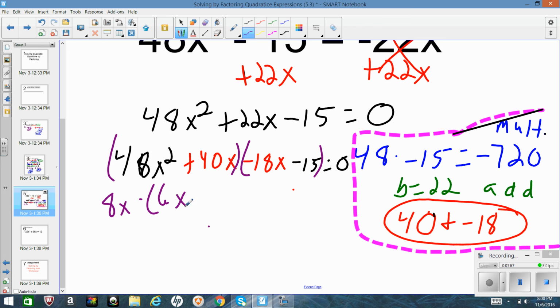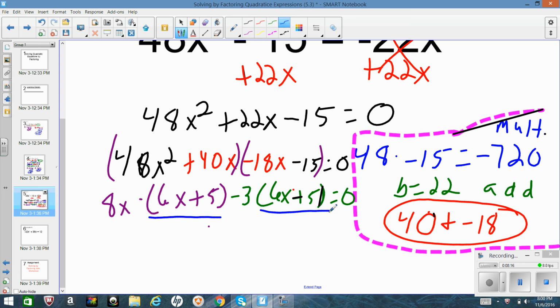And this one would give me plus 5. Out of this term, I can take out a negative 3. If I do that, I would get 6x plus 5 equals 0. A good thing to check before you go on is to make sure those two groups match. They do. So 8x minus 3 is going to be my first expression.